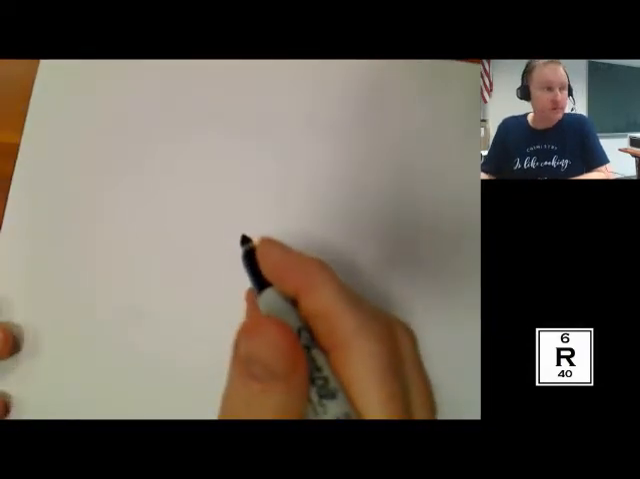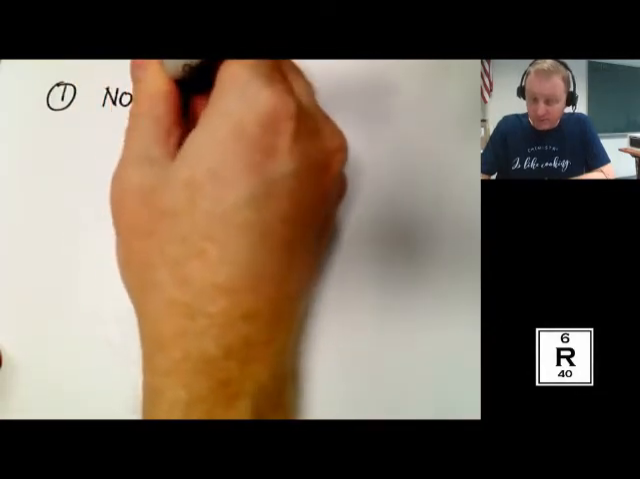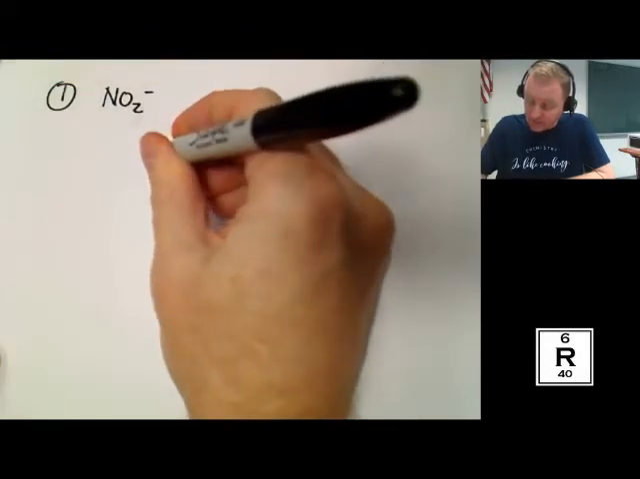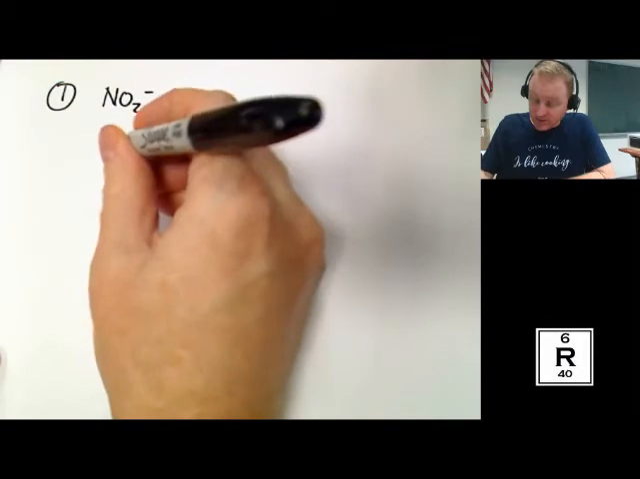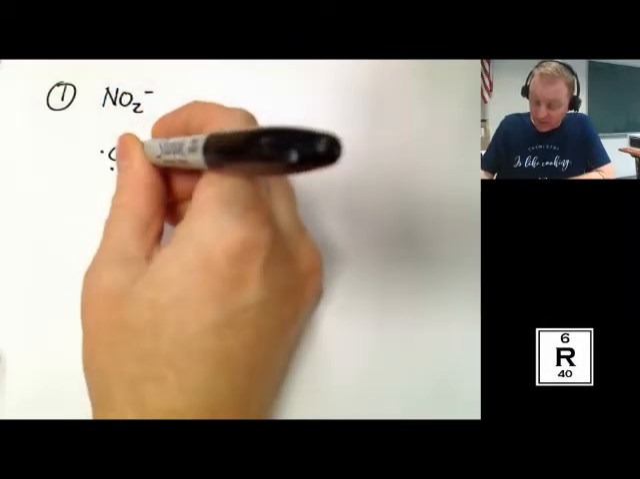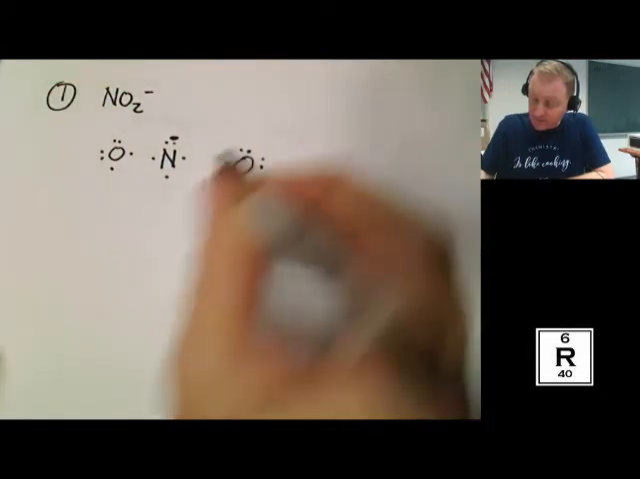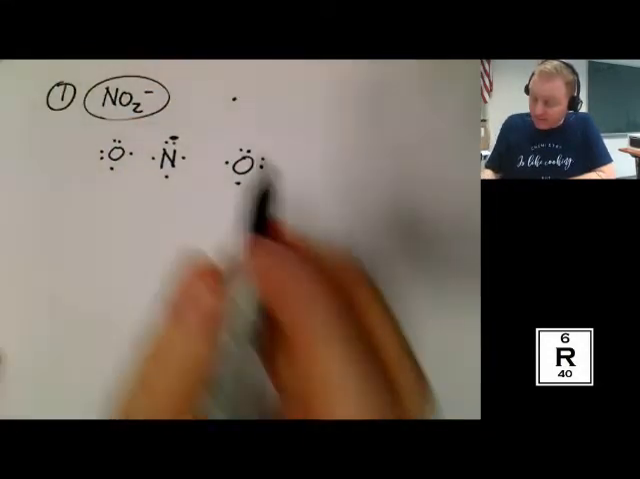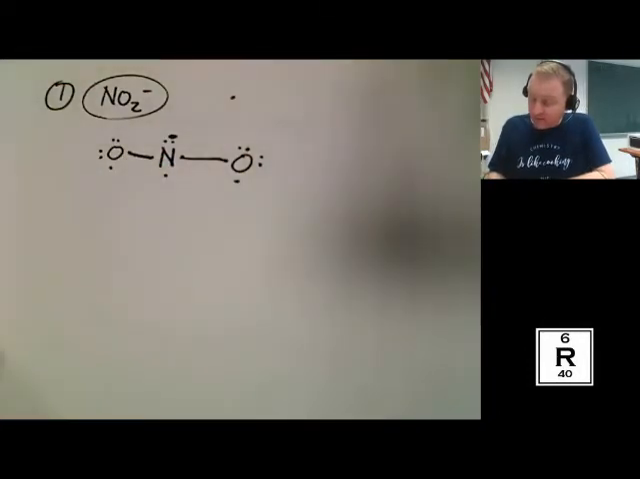So number one, hopefully you tried it and you said NO2 negative, and you wrote nitrogen has five valence electrons, one, two, three, four, five. And you have oxygen, which has six, one, two, three, four, five, six. Oxygen, one, two, three, four, five, six. And you have one in the bank. It's negatively charged, so we're going to put one up here. Make sure everything's connected first. Don't double or triple bond yet. Make sure everything's connected first and now analyze.